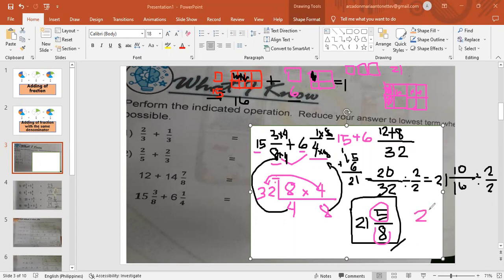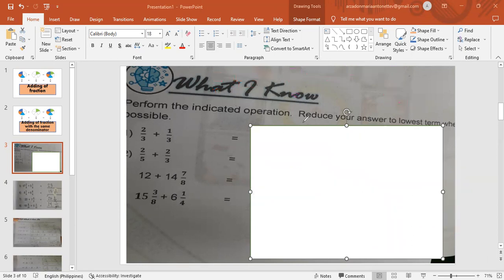So 21 cannot be moved to 22 because the whole number cannot move to 22. Why? Because only one rectangle with 8 parts has only 5 shaded parts. So there are still parts missing here. So it cannot be moved to 22. So the final answer is 21 and 5 over 8. Okay, that is our number 3. Now let's proceed to number 4.